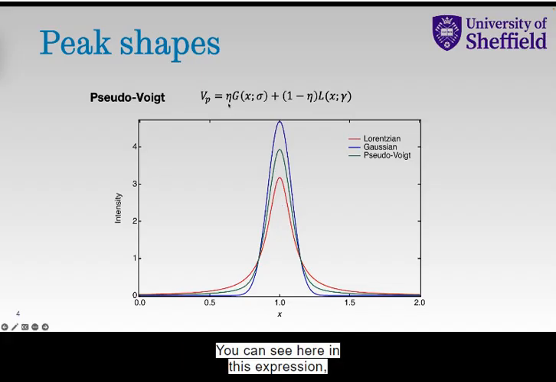So you can see here in this expression I've got this eta term which weights them. So if eta were to equal 1, it would be entirely Gaussian, and the Lorentzian term would disappear. But if eta equals 0, then the Lorentzian is there on its own, and we lose the Gaussian term in this.